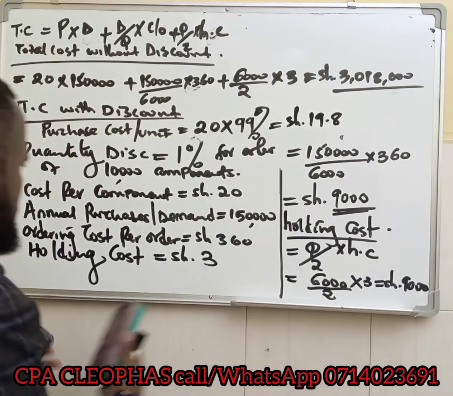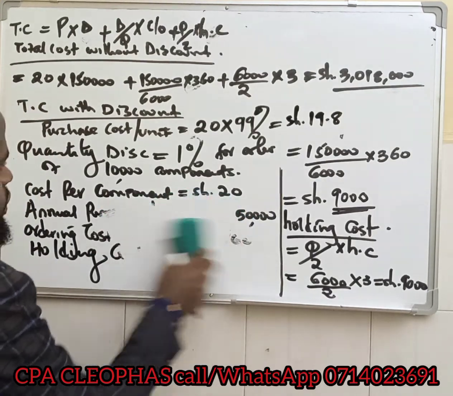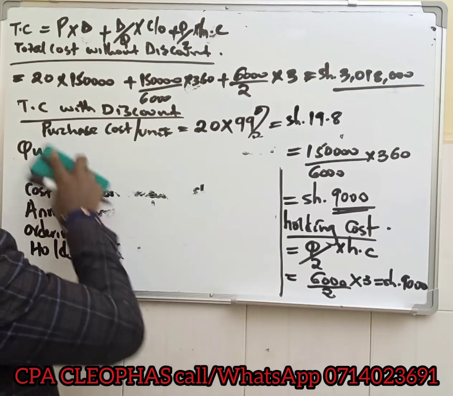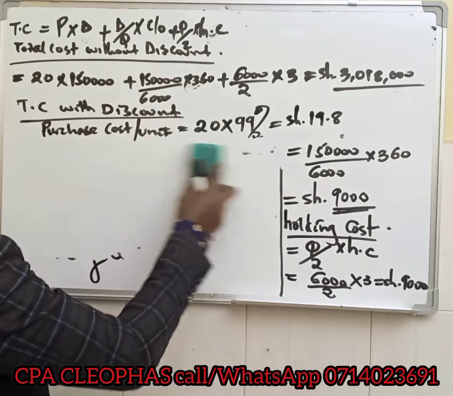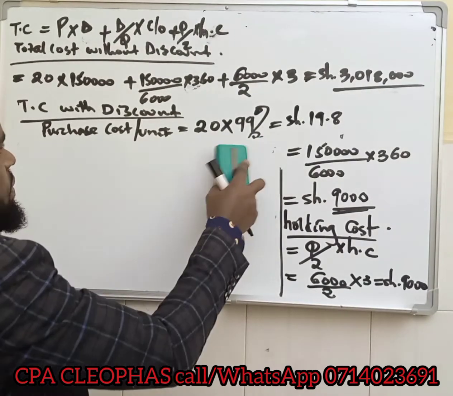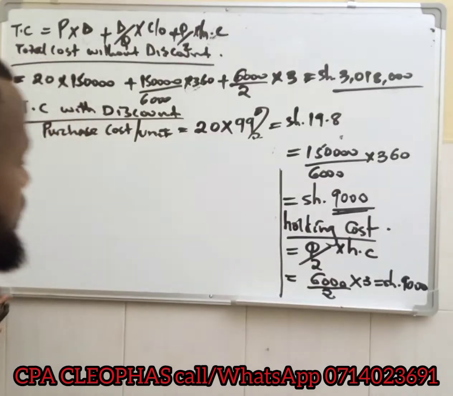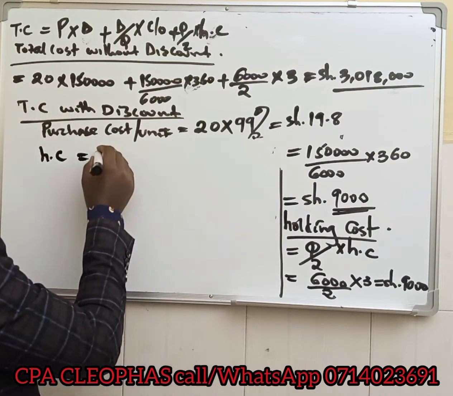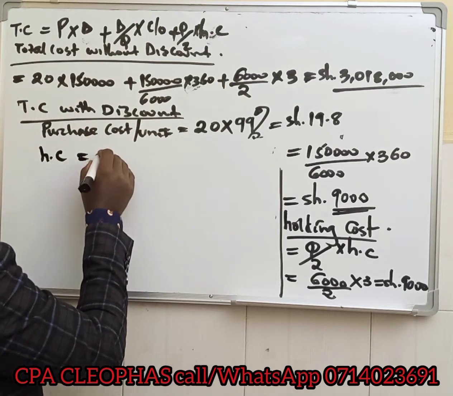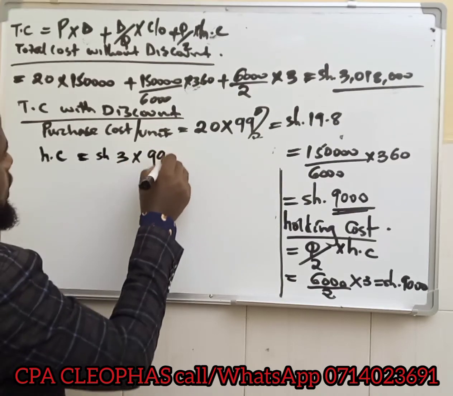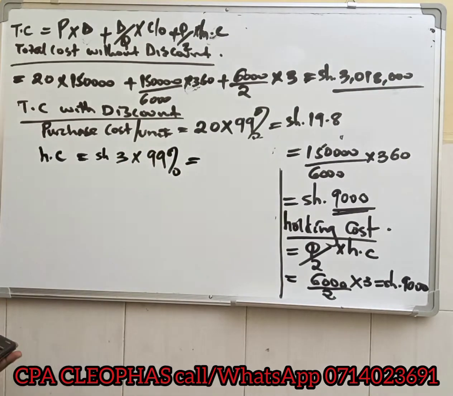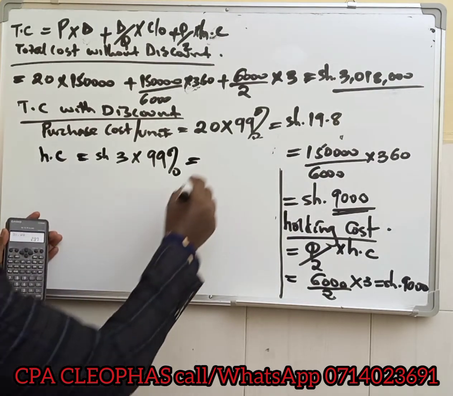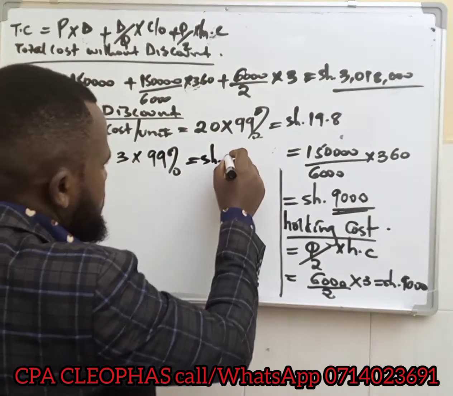I'll also wrap this side here because I know this cost 20, and the other costs we already know. This is a CPA question for management accounting, which is now at intermediate level. Then the holding cost is also affected by the discount. The discount is 1%. The holding cost was 3 shillings, so it will be 3 times 99%. So we need to get our new holding cost. 3 times 0.99 gives 2.97. So the carrying cost shall now be 2.97.